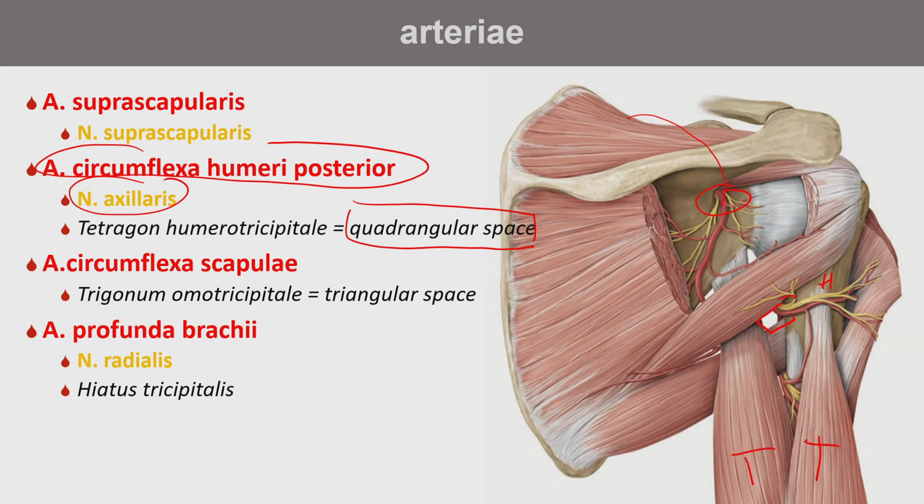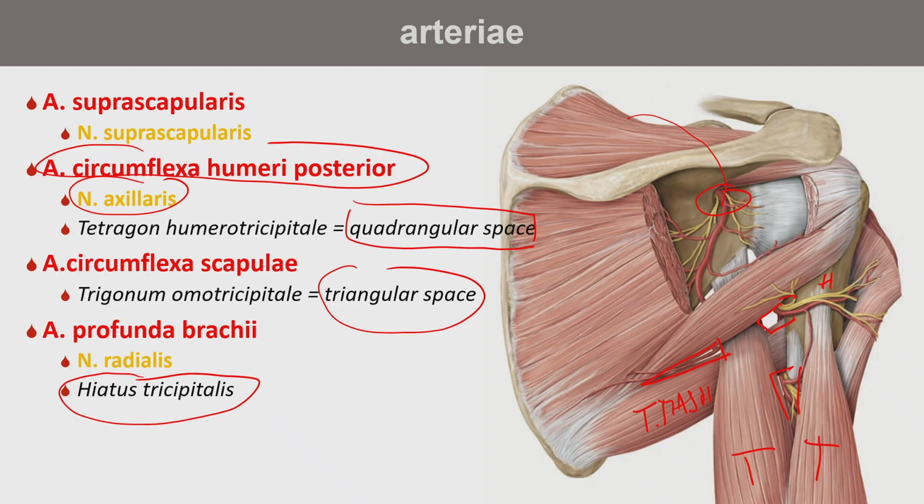And here is teres major. The second space, there is only one structure, only the circumflex artery of scapula, is a trigon. And this trigon is called triangular space or trigonum omotricipitale. Omo signs that it is nearby the scapula. The third space here, again triangular, is called hiatus tricipitalis or tricipital triangle.